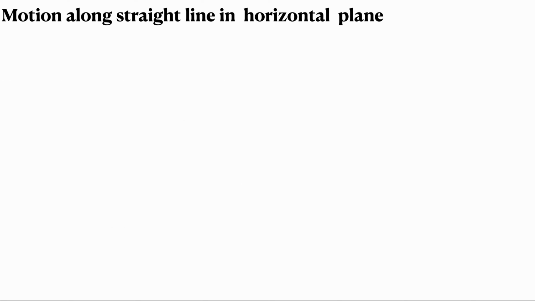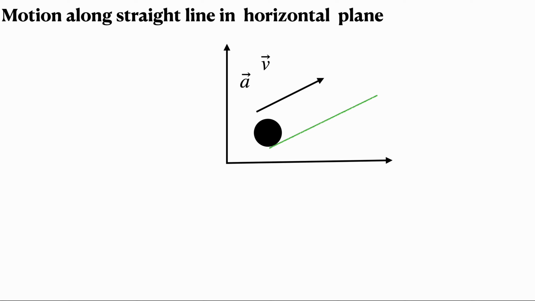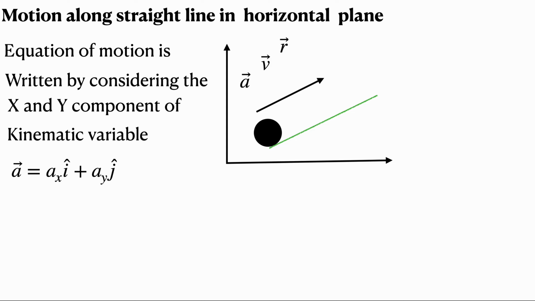Now let's discuss motion along a straight line in a horizontal plane. In this motion, we have assumed that the particle is moving along a straight line in any arbitrary direction. So the motion has the parameters acceleration, velocity and displacement, and all these parameters have two components. The acceleration a has two components, ax and ay, the velocity v has two components, vx and vy, and the displacement r has two components, x and y, along the x direction and along the y direction.